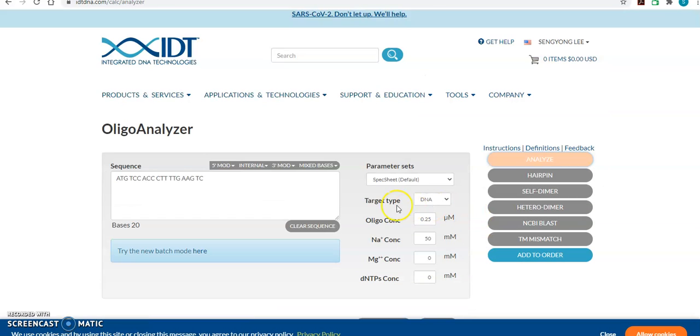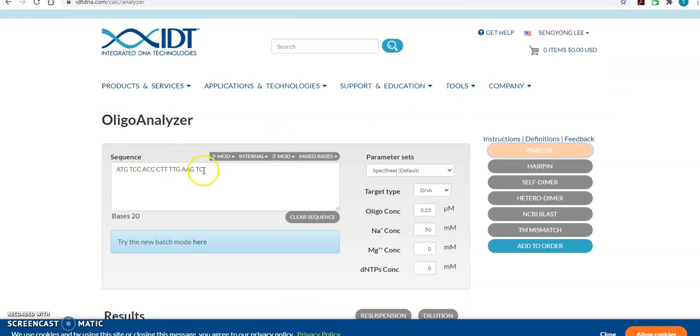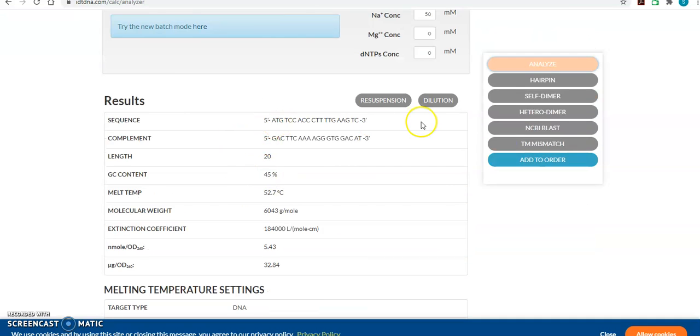Okay, it has already finished the analysis, right? The analysis result is shown at the bottom. So the sequence of your primer that I just entered is showing up there, and its complementary sequence will be that. So it's going to bind that sequence. The length of it is only 20 nucleotides long. GC content is about 45%.